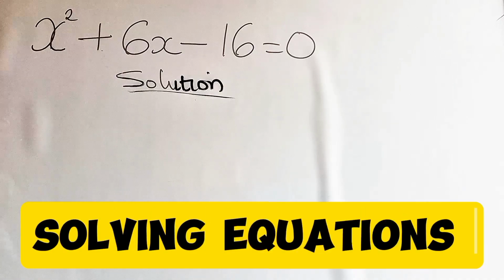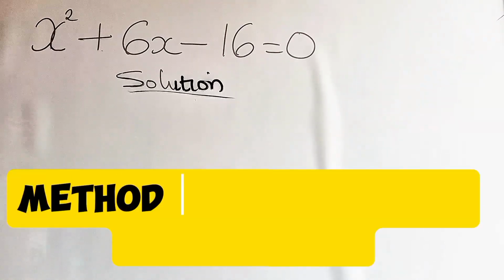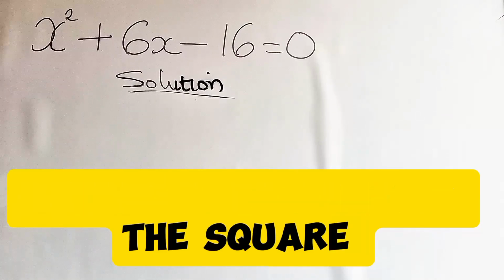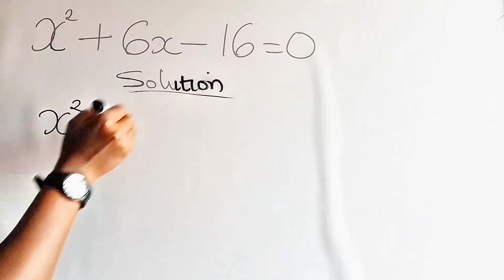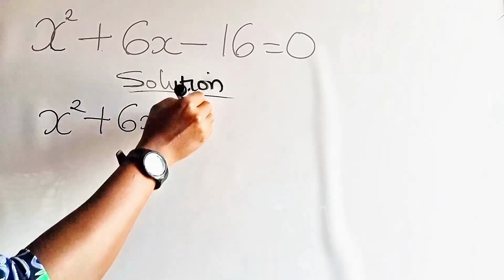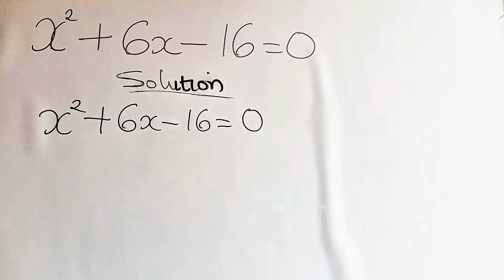Let's solve this quadratic equation using both the completing the square method and the factorization method. The first method I'm going to use here is the completing the square method. So we have here x squared plus 6x minus 16 equals 0. We're going to be using simple, easy steps to solve for x in this equation. Just watch how we do it, and I assure you, if you follow these steps, you will find it very easy to do.